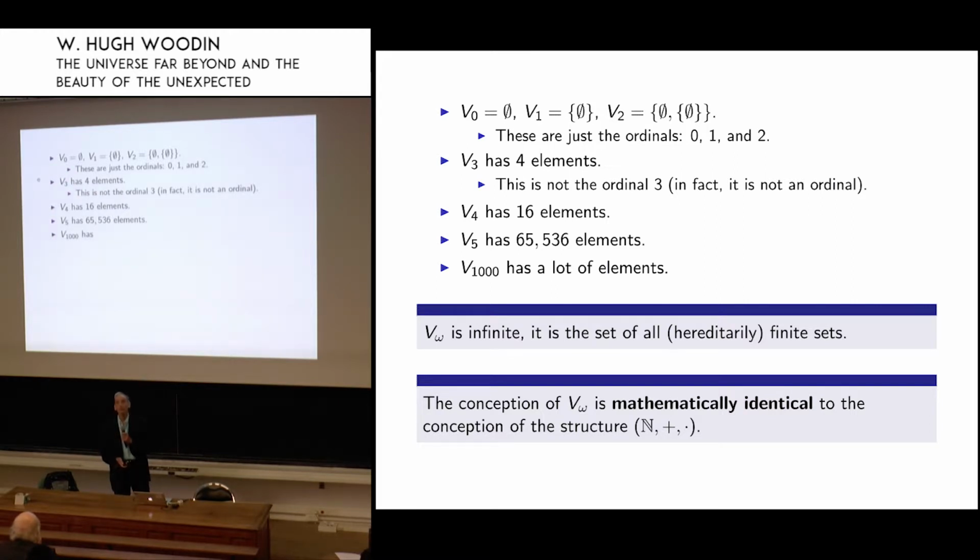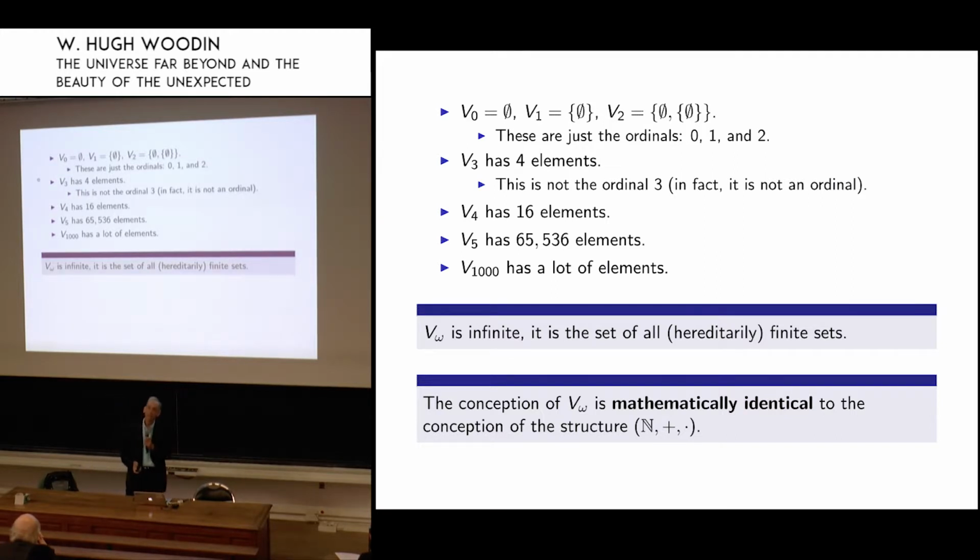All right, well, let's jump up a little bit. What about V sub 1,000? How many elements does it have? It has a lot. Okay, so we're not going to write that. You can't write down all the elements in V sub 1,000; it's bigger than anything you can represent in the universe, according to current physics. V omega is infinite, and it's the set of all hereditarily finite sets. Omega exists as a consequence of the axioms. The transition to V omega is when you go into the infinite.